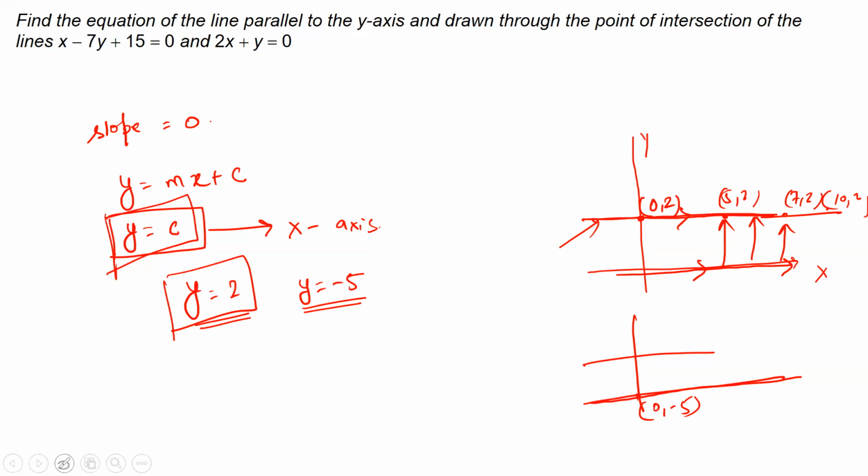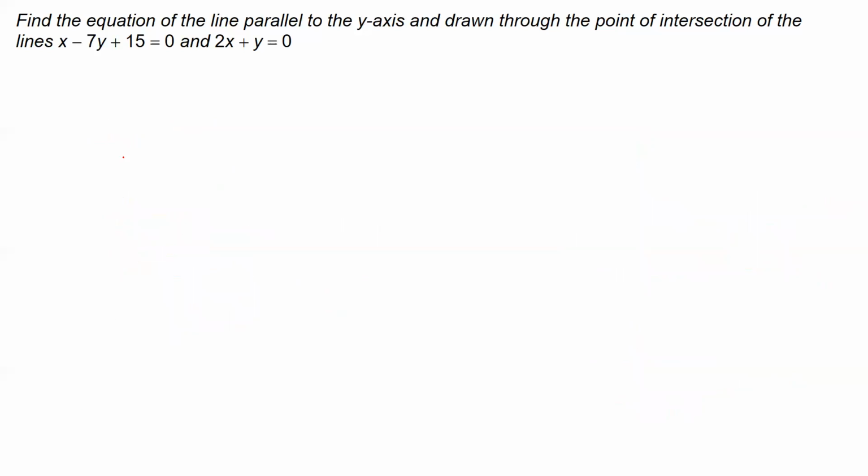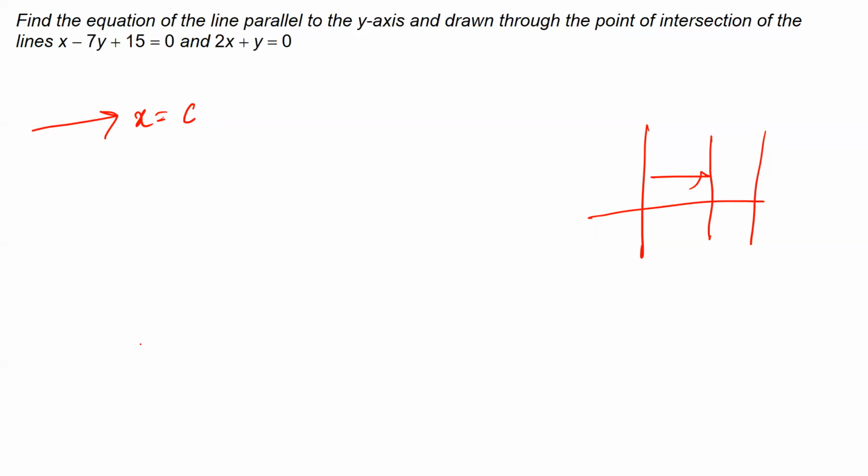Similarly, if you consider a line which is parallel to the y-axis, its equation will be of the form x is equal to c, and it will be something like this, where c will be this distance. I leave it to you to think about the intuition of this x is equal to c. Why is it x is equal to c? And similarly, why was it y equal to c? Based on similar lines, you can think of why any line parallel to the y-axis is of the form x is equal to c. Think about it, pause for a moment and think.